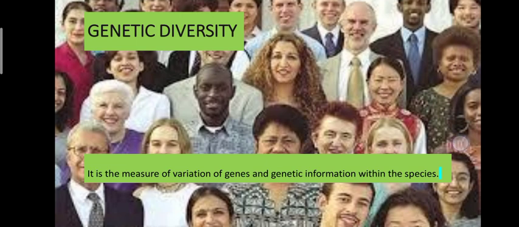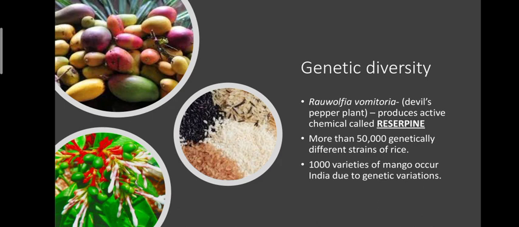If we take up the second example, it is related to plant species. One of the plant species is called Rauvolfia vomitoria. The common name of this plant species is devil's pepper plant. These plants are grown very much in the Himalayan ranges. These plants produce an active biocomponent called reserpine. This reserpine has lots of medicinal purposes.